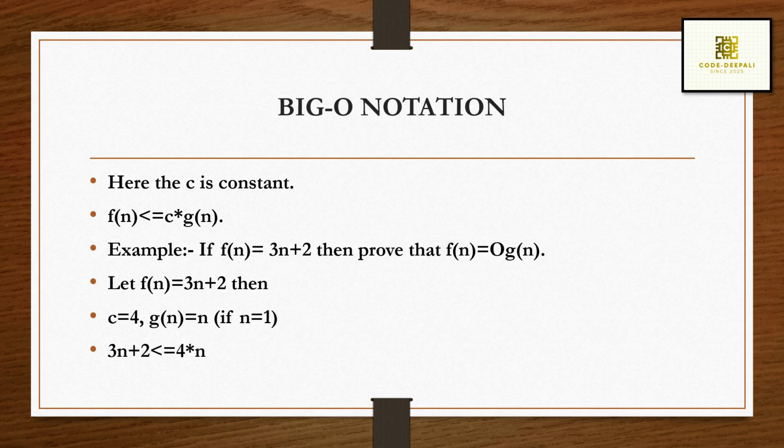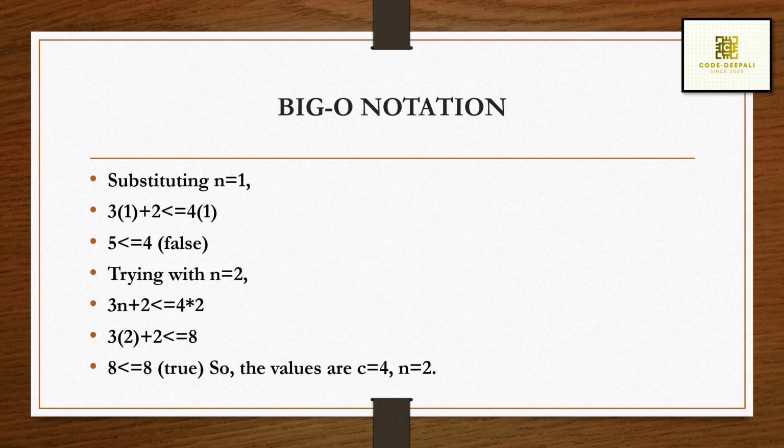Let's take c is equal to 4 and g of n is equal to n. We have 3n plus 2 is less than or equal to 4 into n. Substituting n is equal to 1, we get 5 is less than or equal to 4, which is obviously false. Now trying with n is equal to 2, 8 is less than or equal to 8, which is true. So the values of c and n are respectively 4 and 2.